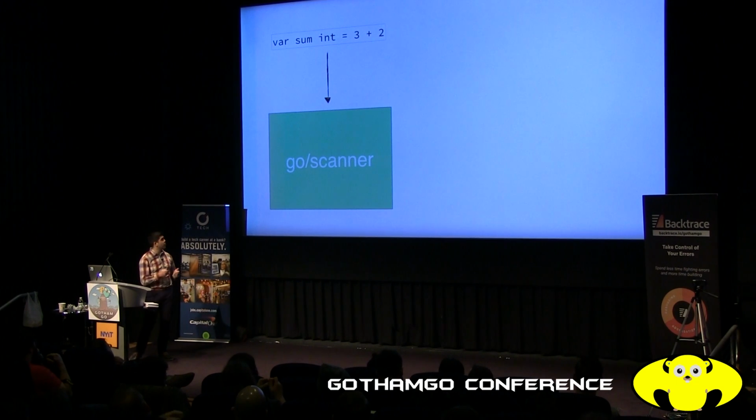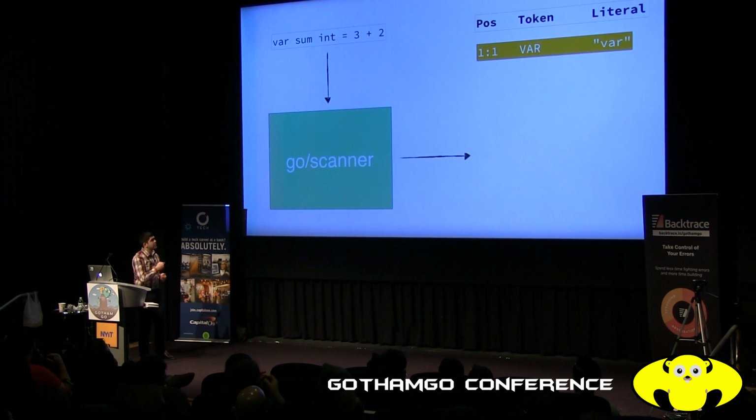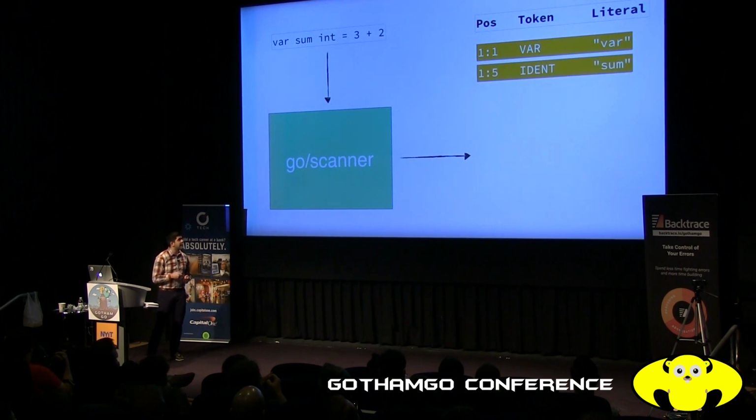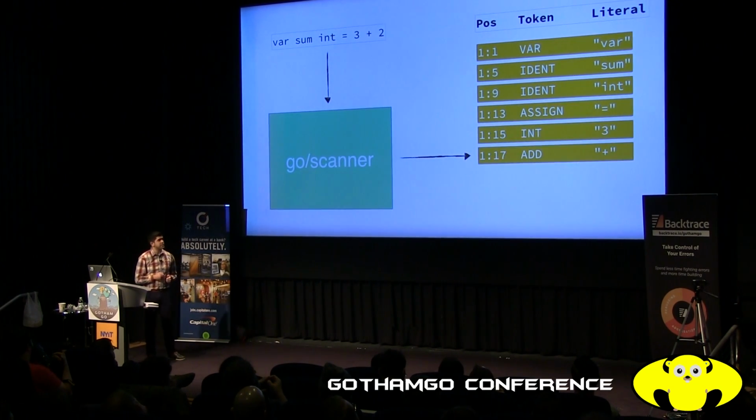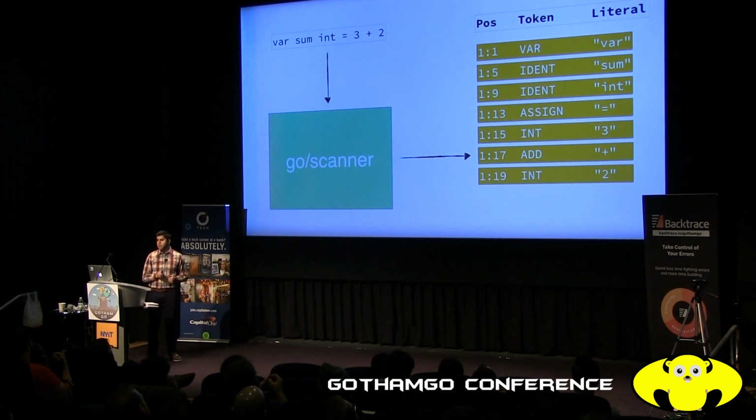Here's a demo of it. We pass the source code to the scanner, and we call the Scan method. We get the var token. We call it again, and we get the identifier sum. Again, we get the integer, equal, 3, plus, 2. And then finally, we get the end of file.